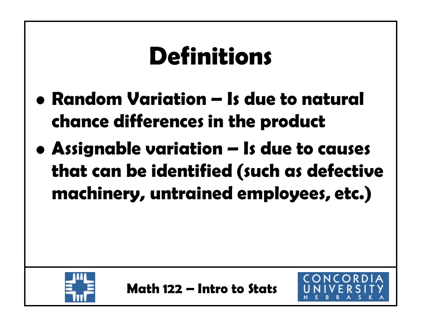The other type is what we call assignable variation, and that's variation due to causes that can be identified, such as defective machinery, untrained employees, etc. Assignable variation we can control and we can do something about, and we want to eliminate that assignable variation as much as possible. Random variation we can't eliminate, but we can control and monitor.